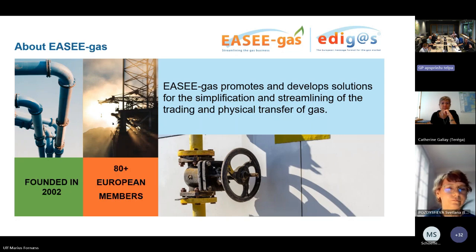EASEE-gas is a quite technical association. It was founded in 2002 and has more than 80 European members. The main goal is harmonization and, of course, solutions for the simplification and streamlining of trading and physical transfer of gas.